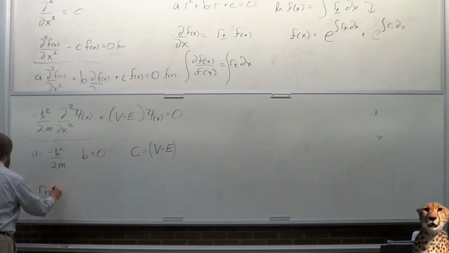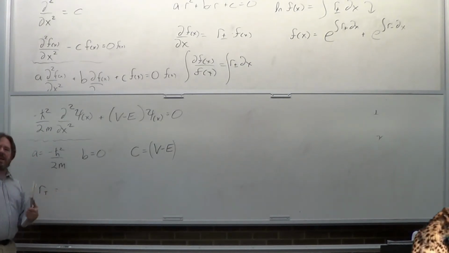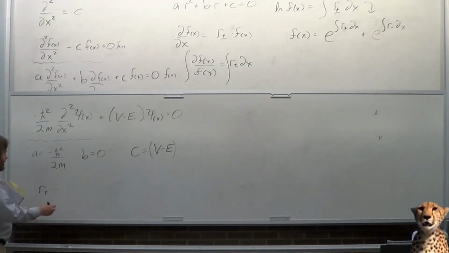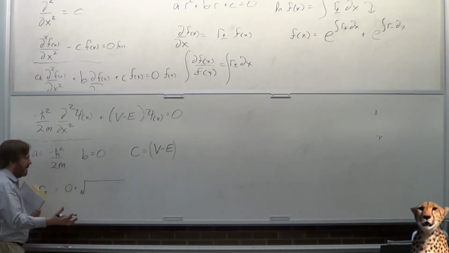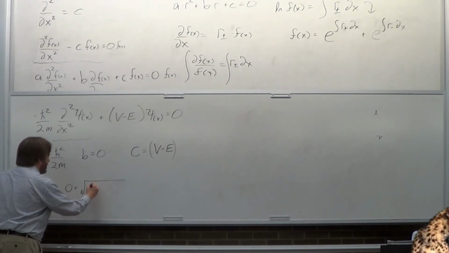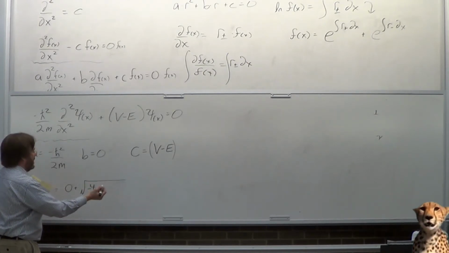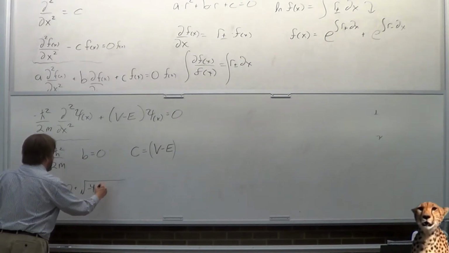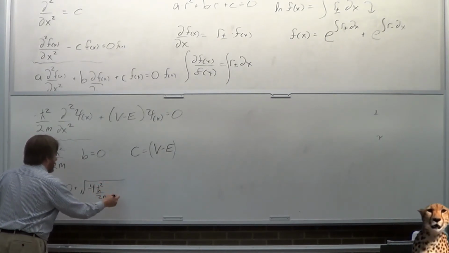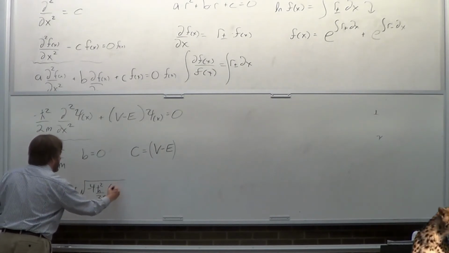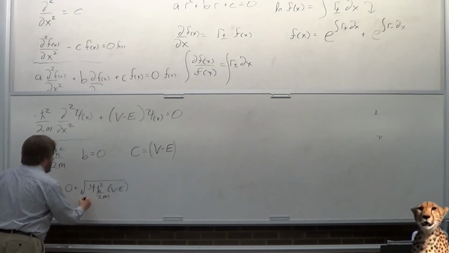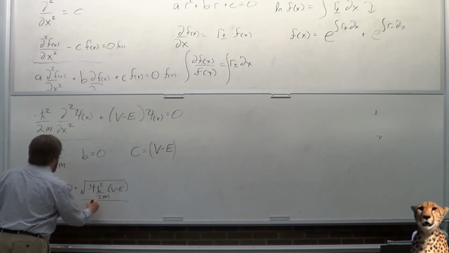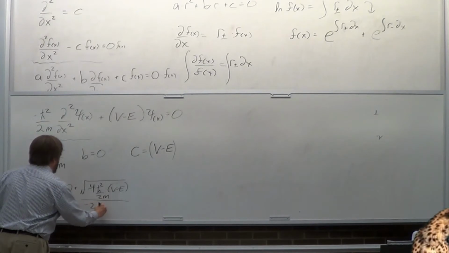Let's do R plus. Okay, B is 0. 0 plus the square root of B squared, 0 minus, is that right? Minus, I already forgot. Minus 4AC over 2A, which is negative h bar squared over 2m.